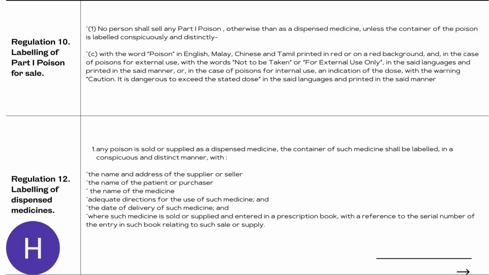The fourth one, adequate directions or instructions for how the medication is intended to be used. The fifth one, the date of delivery. And the last one, if the medication is sold or supplied and then entered in the prescription book, the serial number must be included as well.